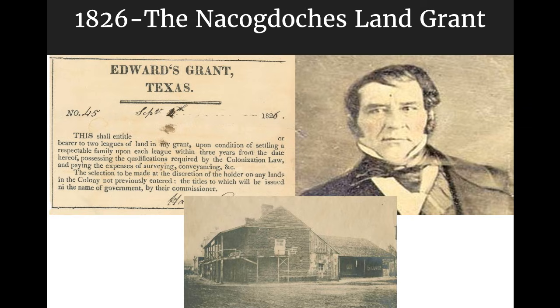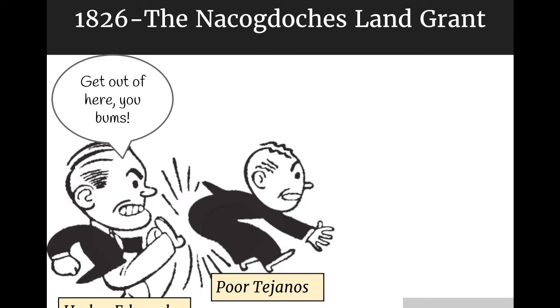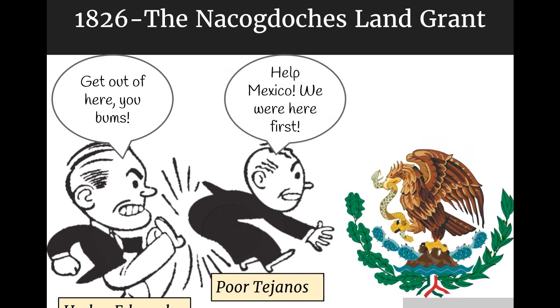Well, Hayden Edwards was very consumed with making money, as he should be, though. He was an impresario and he did get permission. So he comes into the land, and he tells all the Tejanos, the Native Americans, even the Anglo settlers who were there illegally, to get out of there because they weren't paying for the land. Those people were not very happy, and so they went to the Mexican government and asked for permission to stay.